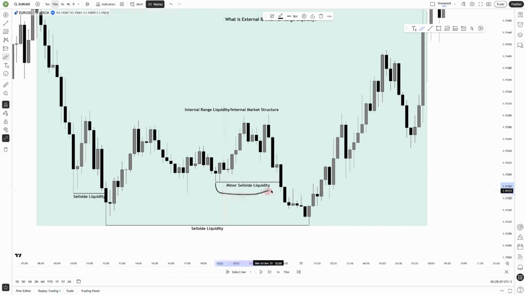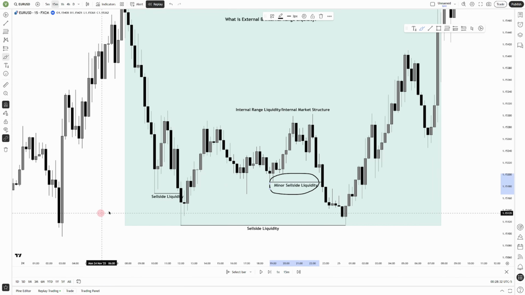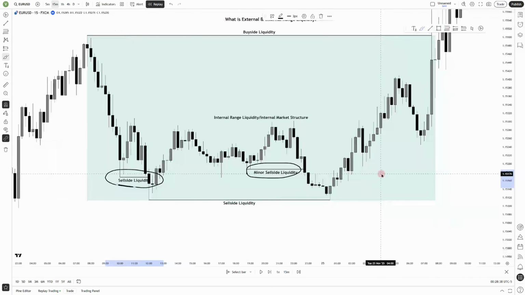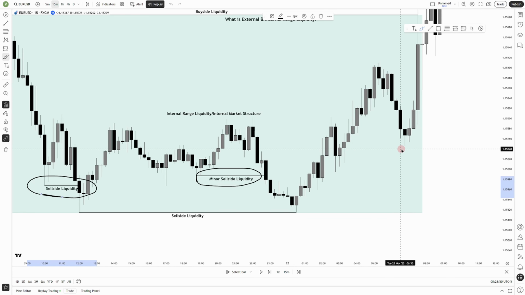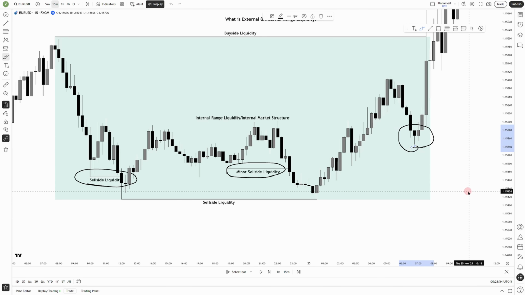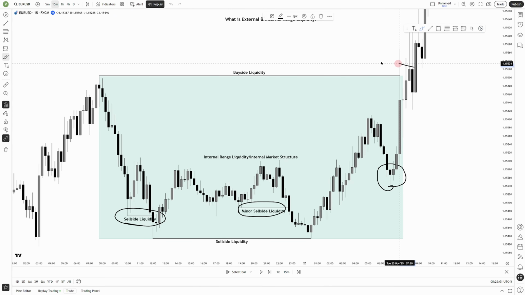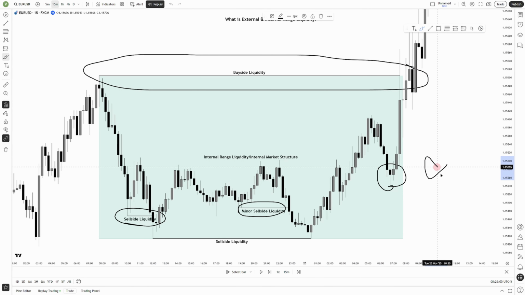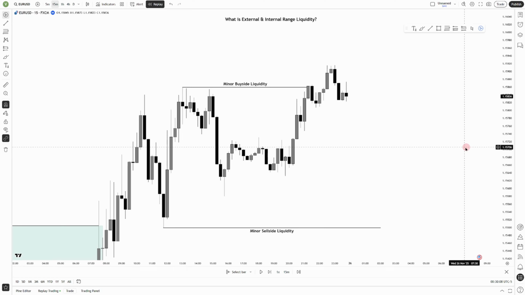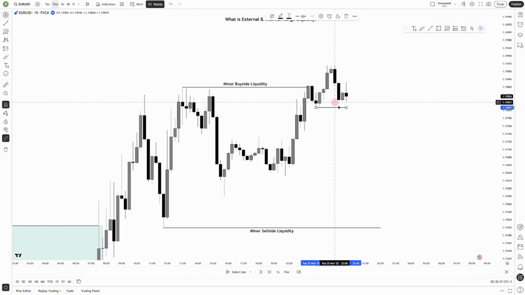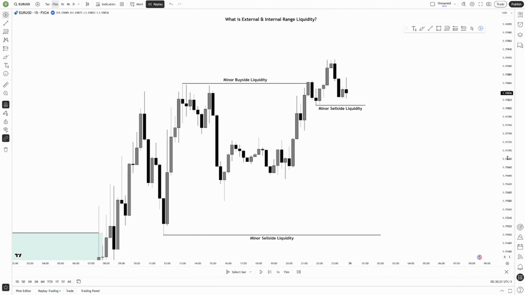To find this internal structure, we always have to take the context of the previous liquidity sweep. Look, we have another low here, but it will never work. Why? Because the price has taken out our external liquidity level, and now we are no longer bullish. Now look at this. We have a minor buy-side liquidity sweep, and then we have a minor sell-side liquidity resting below. So to know what the price will do, we just mark this low here.